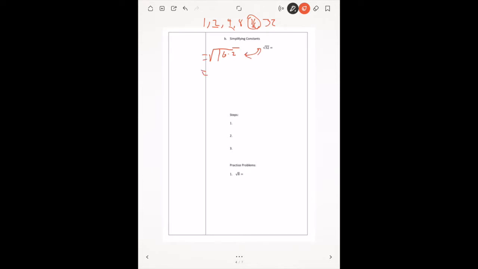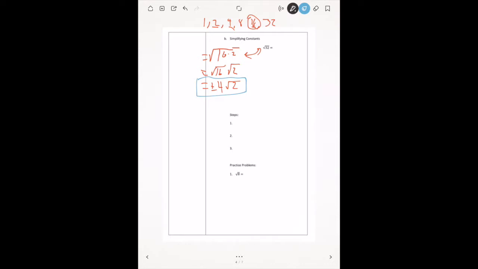Now let's apply the property, and take the square root of 16 and the square root of 2 separately. Well, hey, what do you know? The square root of 16 is plus or minus 4. And then root 2, well, I can't really simplify that. And there we go. This right here is my answer. That's what I want.